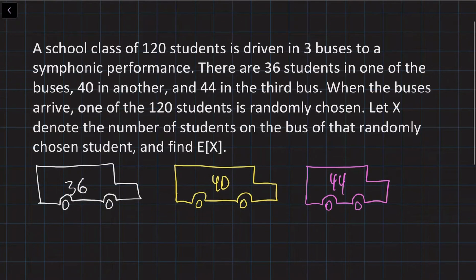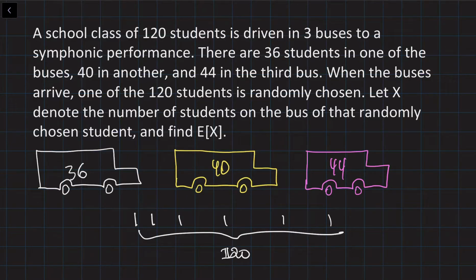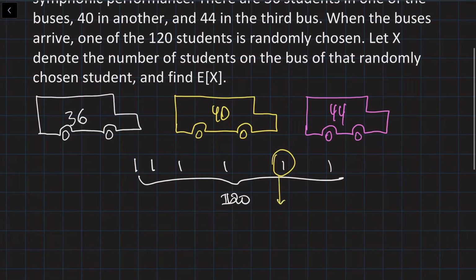So the problem states that there are 120 students going to a symphonic performance, and they are distributed into three buses in the following way. The first bus has 36 students, the second bus has 40 students, and the third bus has 44 students. When the buses arrive, we put all 120 students in one row, and we choose one of the students at random.